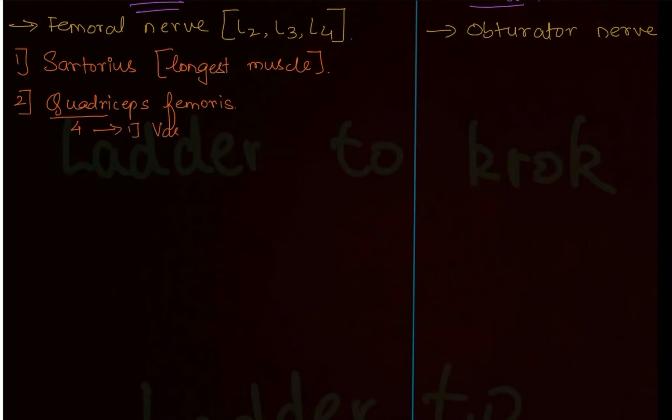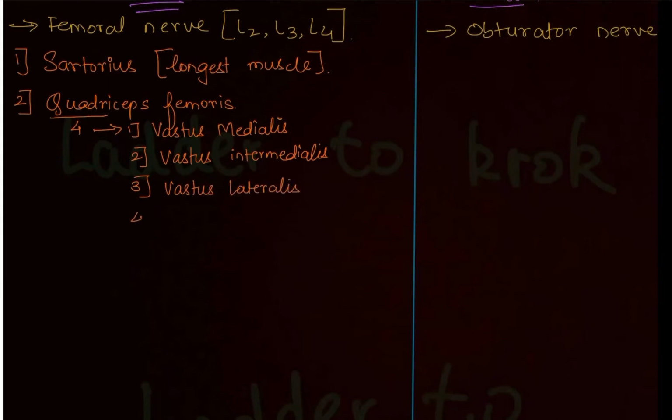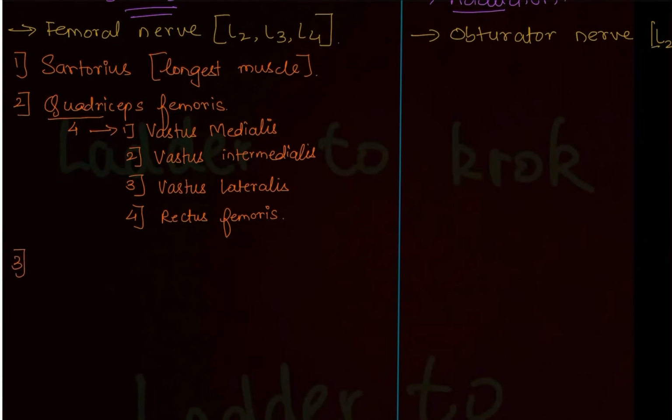First is vastus medialis. Second, vastus intermedialis. And third is vastus lateralis. Fourth is which one? Rectus femoris. The third muscle which is present in the anterior compartment is known as articularis genu.